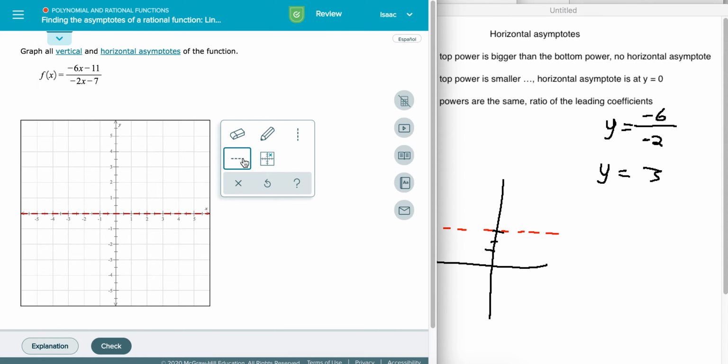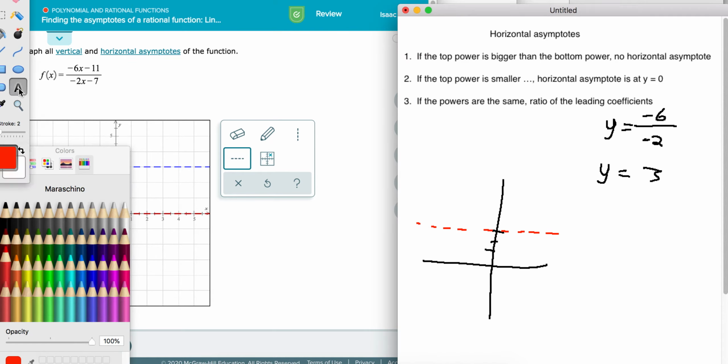So with my graphing tool, I'm going to click the horizontal line. At positive 3, I'm going to click in. Okay. Vertical asymptotes are easier.